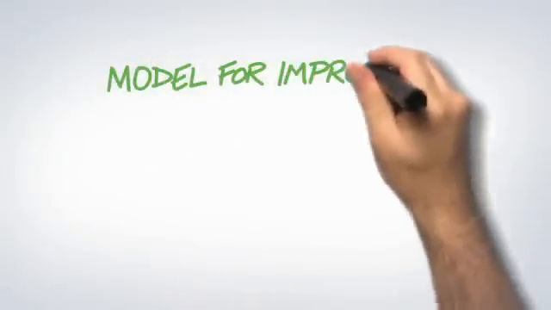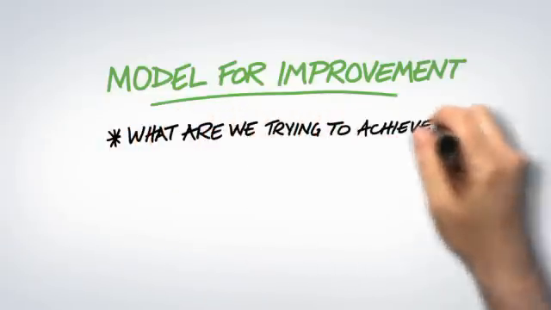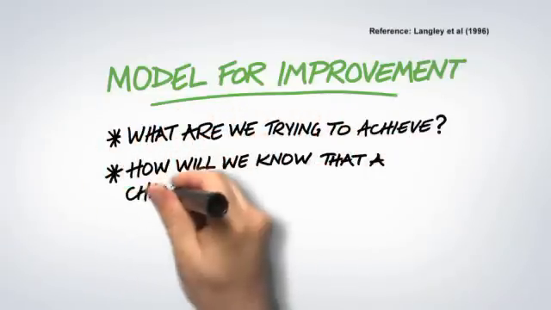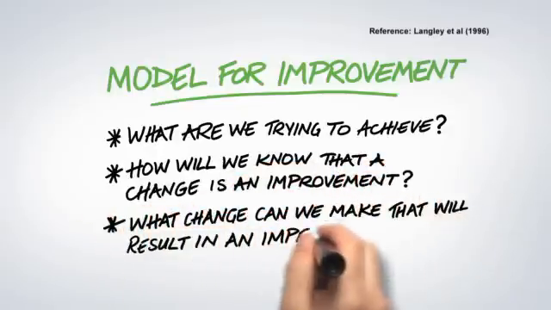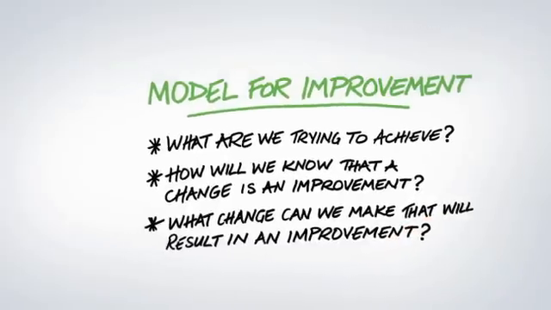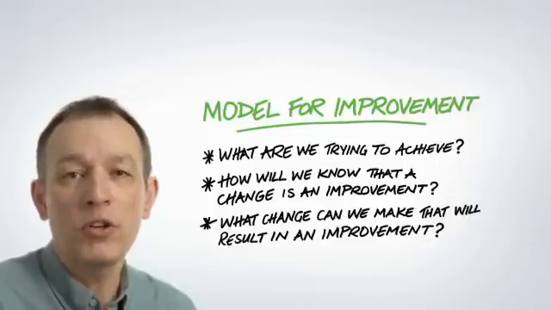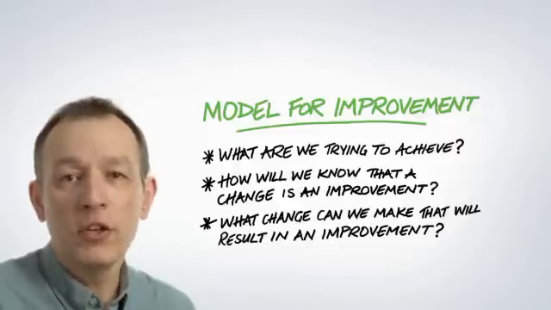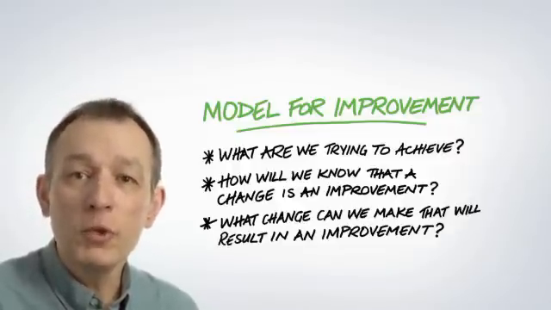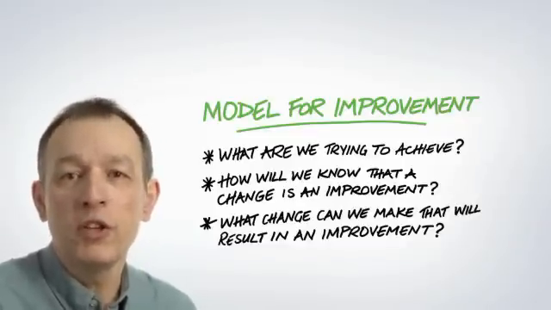So, what is it? Those of you familiar with the model for improvement will know that it asks three questions. What are we trying to achieve? How will we know that a change is an improvement? What changes can we make that will result in the improvement we're looking for? Now, measurement for improvement is aimed specifically at answering that second question. We're trying to see whether the changes we're making to the service we're involved with are actually moving us in the right direction. In other words, are we moving closer towards achieving our aim?